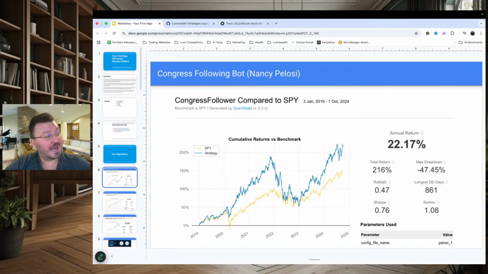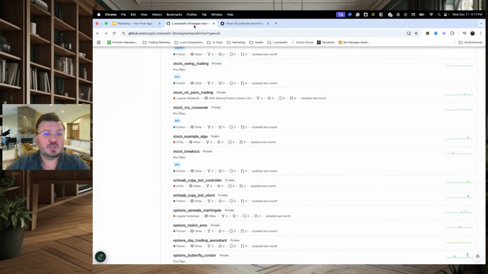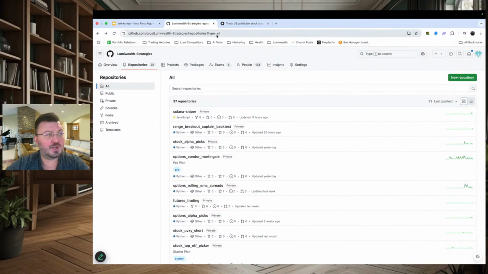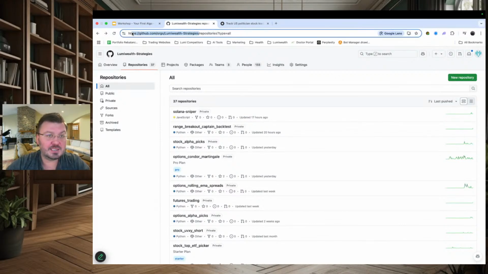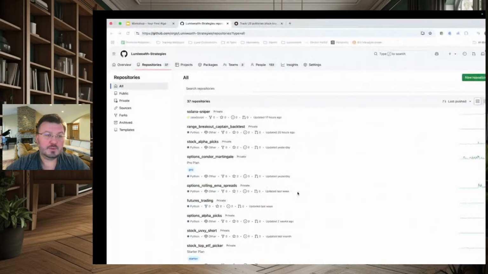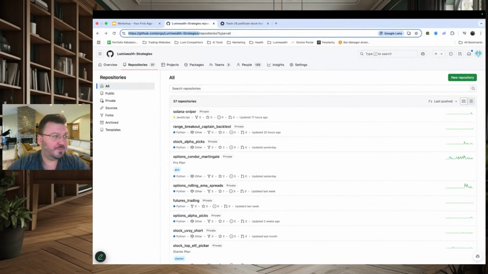So if you wanted to actually run this algorithm today, you could do that. I see a couple of you guys in here that are members of our pro plan, you can actually trade this right now. The way that you would do that is you'd go into the GitHub repository, the Lumi Wealth Strategies, where our whole strategy library is. Let me share that link with you guys here. Here's the strategy library. I'm sharing that link.